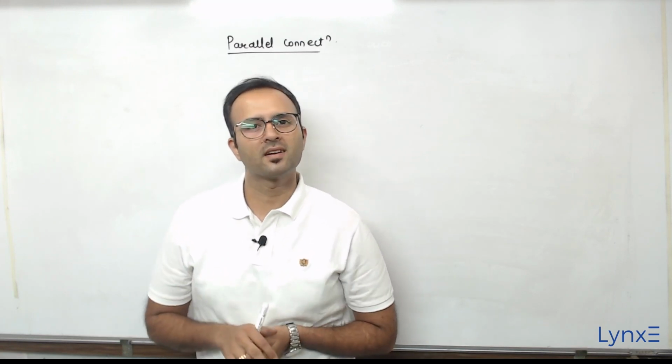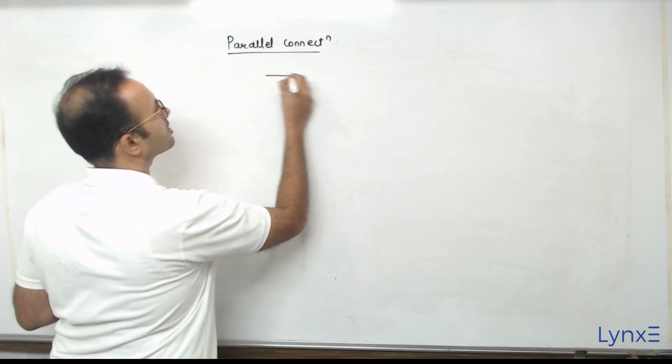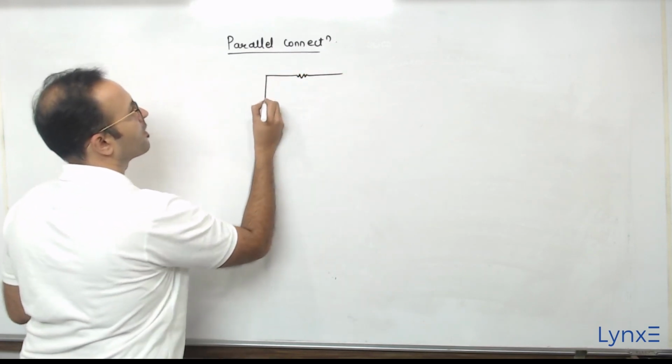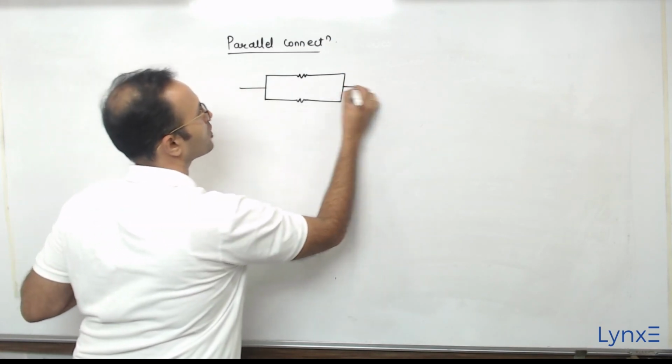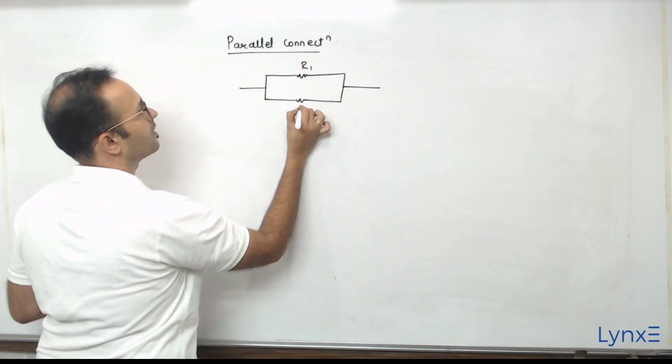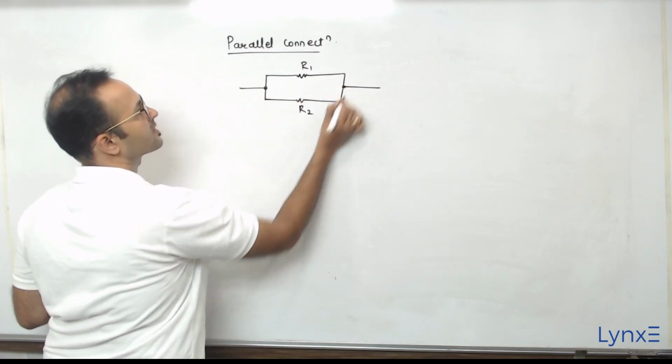Now, what exactly does parallel connection mean? See, now I take two resistors which are in parallel. How can you understand that both are parallel? Let's say this is R1, this is R2. See, this is one junction and this is another junction.